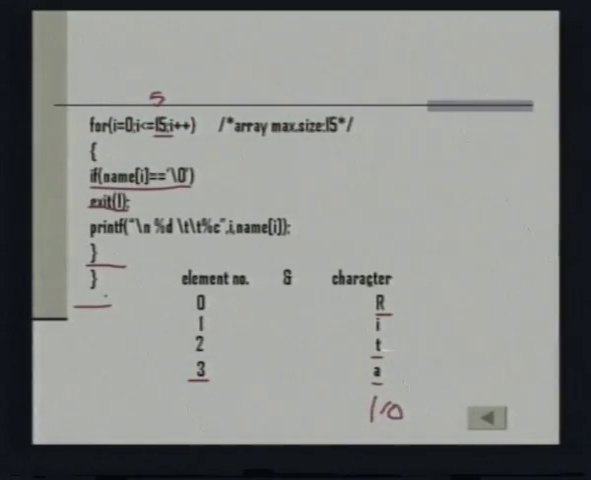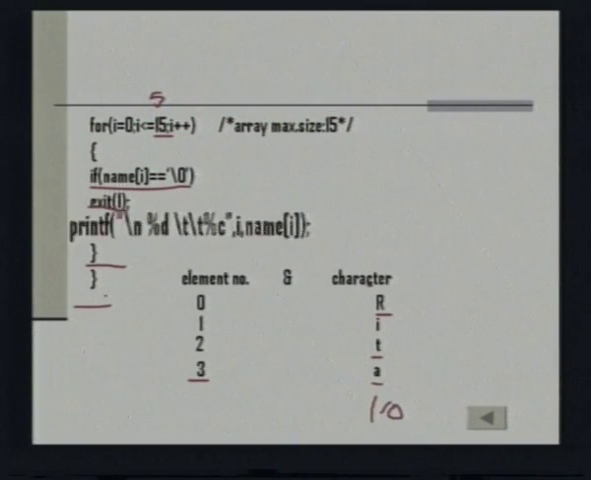So this is how the loop gets executed. First the for loop executes. When the for loop proves false, the exit statement is encountered. This printf statement is executed each time you have a character to display. So this is how a character array can be used.